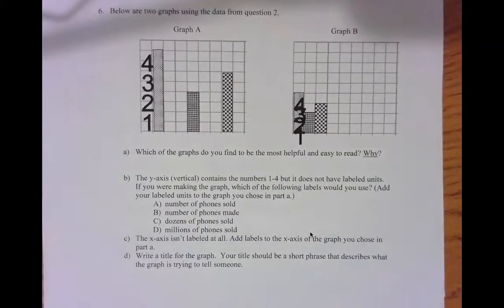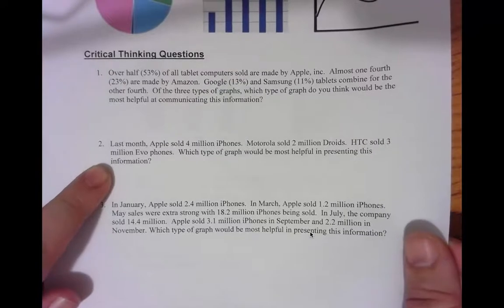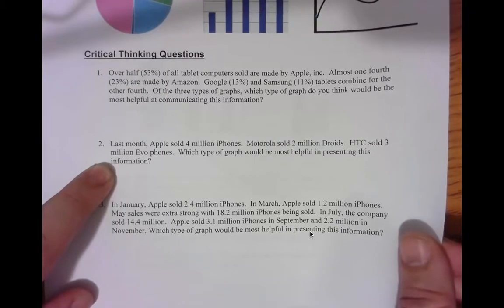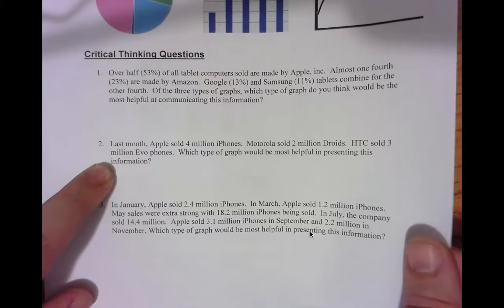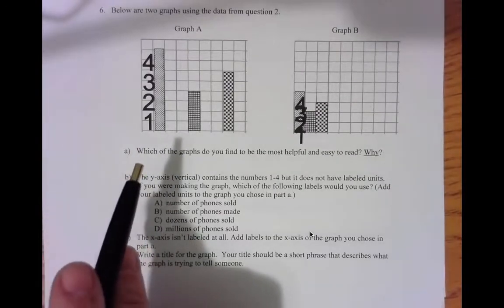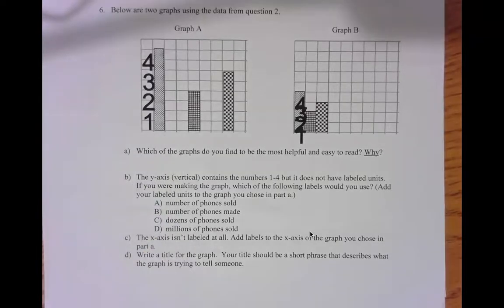Next, question 6. So question 6, we are using question 2's data and picturing it graphed. So if we go back quickly and look at question 2 is right here. We are looking at phones sold. So we see that Apple sold 4 million iPhones, Motorola sold 2 million Droids, HTC sold 3 million Evos. Over here we see that they decided to use a bar graph. They used a bar graph because we have 3 different variables, 3 different groups, 3 different phones. So that's what we see here.